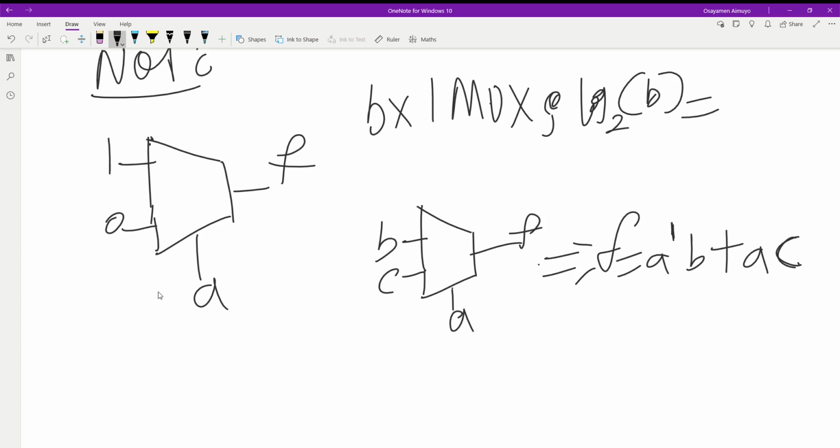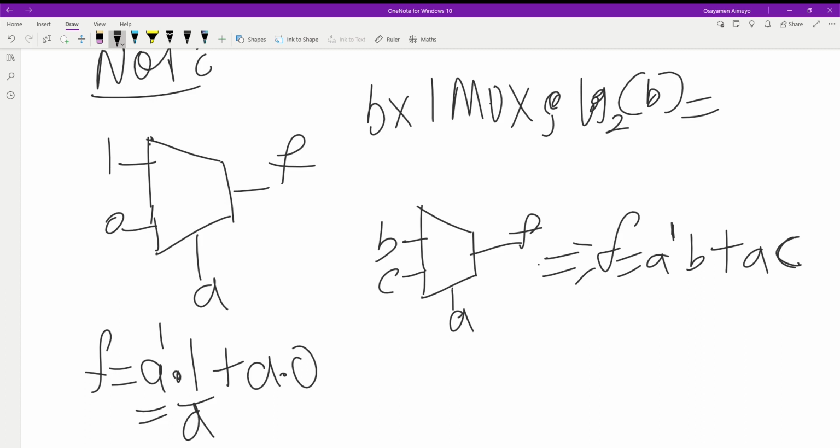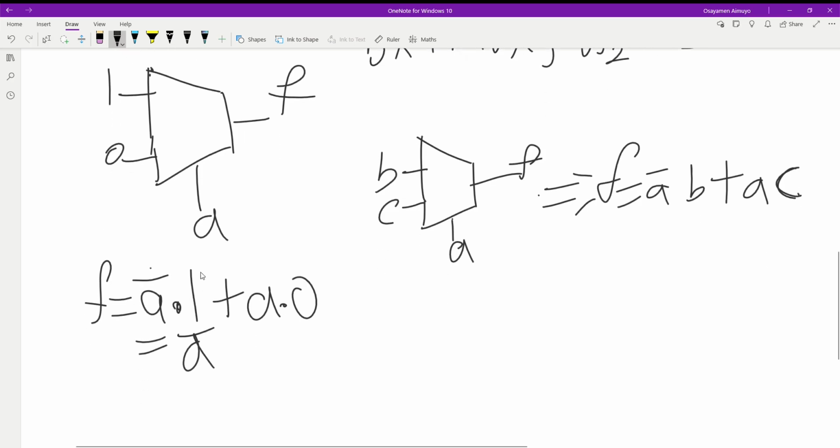So with this setup, we have that f equals a bar times 1 or a and 0, which is basically just a bar. I have a habit of writing the negation as apostrophes, but I should not do that. It should be bars. So bear with me if I mix them up. Okay, let's move on.